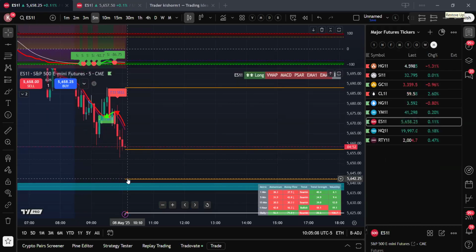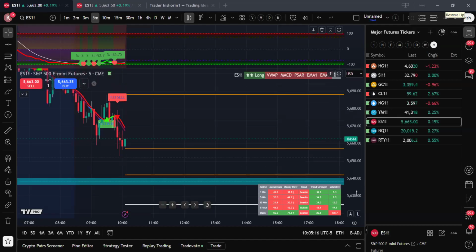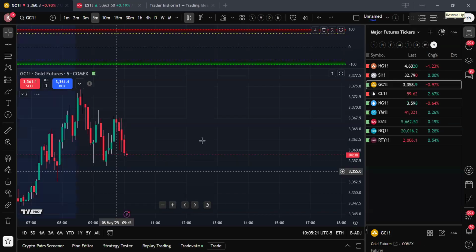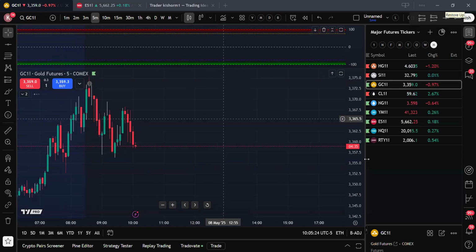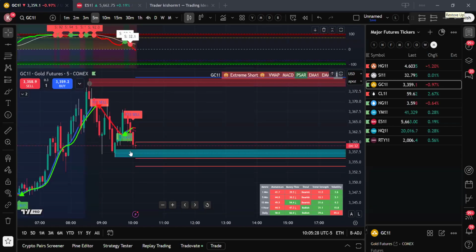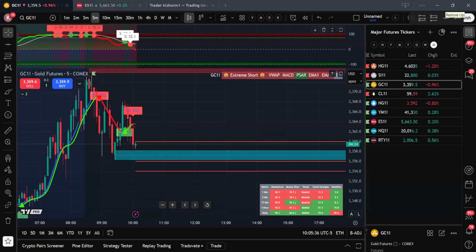It's a high possibility for it to come all the way here. GC. So if GC breaks this level, then we can enter GC short also. As of now, we are still holding puts.